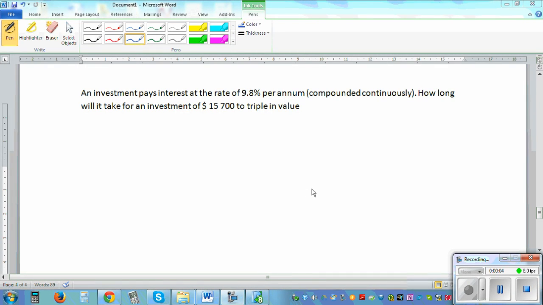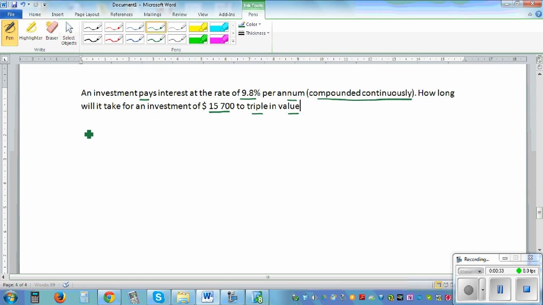In my previous video, I explained what happens when something is depreciating or decreasing in value continuously. Now let's think about a different situation where something is increasing continuously. An investment pays interest at the rate of 9.8% per annum, compounded continuously. How long will it take for an investment of 15,700 to triple in value?